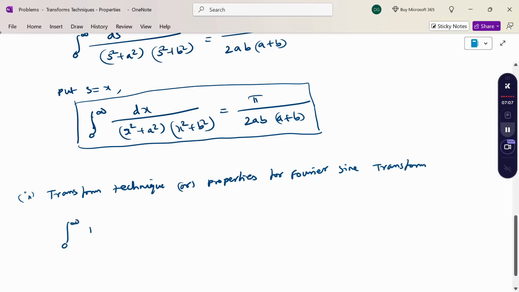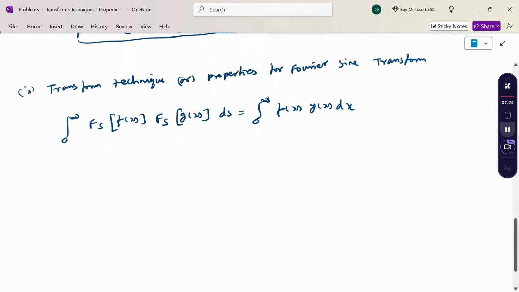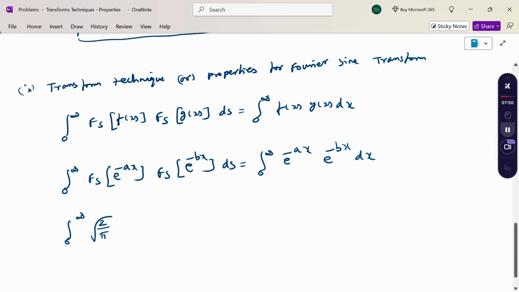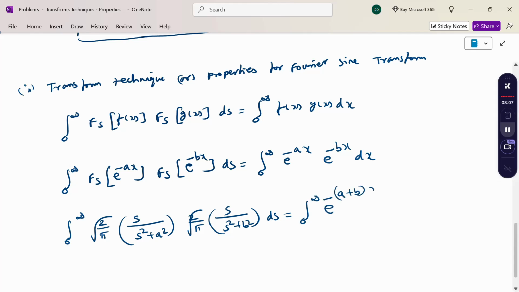Therefore the integral from 0 to infinity of the Fourier sine transform of f of x and the Fourier sine transform of g of x into ds equals the integral from 0 to infinity of f of x g of x into dx. Substitute the f of x value and g of x value: the integral from 0 to infinity of Fs of e power minus ax, then the Fourier sine transform of e power minus bx, ds, equals the integral from 0 to infinity of e power minus ax e power minus bx into dx. The result is already given: the integral from 0 to infinity of root of 2 by pi, s by s square plus a square, then root of 2 by pi, s by s square plus b square, into ds equals the integral from 0 to infinity of e power minus, the powers should add, I am taking out (a plus b) x, into dx.